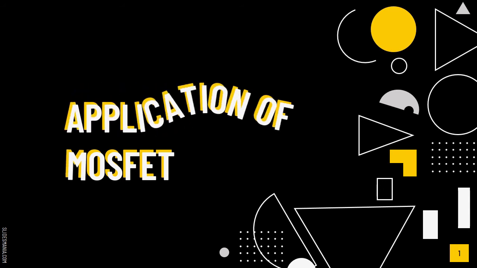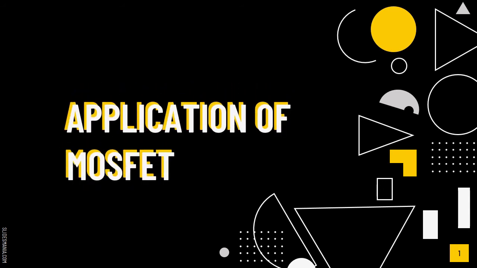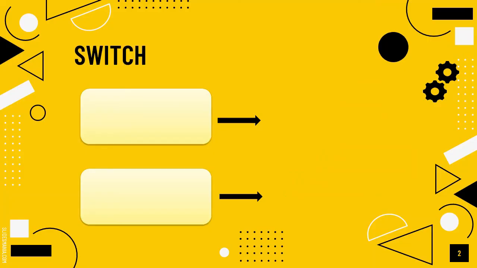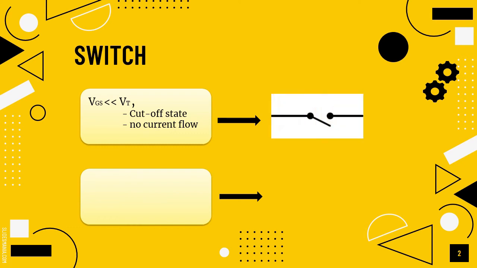Next, we move on to its application. MOSFET is used as a switch in electronic circuits. From the drain characteristics that we observe, we now know that when VGS is less than the threshold voltage, the device is said to be in its cutoff state and no current flows within. Thus, it acts like an open switch.